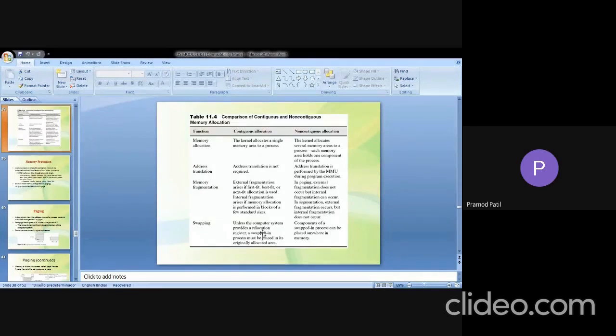Then swapping. In case of contiguous, unless the computer system provides a relocation register, a swapped process must be placed in its original allocated area. In case of non-contiguous, the components of a swapped process can be placed anywhere in the memory. So in non-contiguous, it's not a fixed location like in contiguous. You are allowed any memory location access, and you can store any data in any location. So this is how it works in contiguous and non-contiguous.